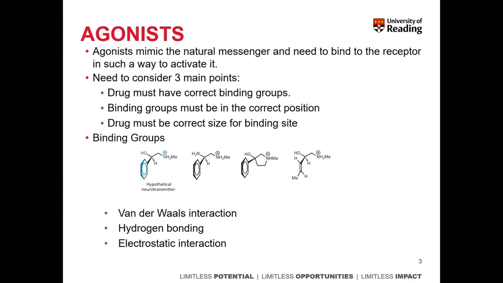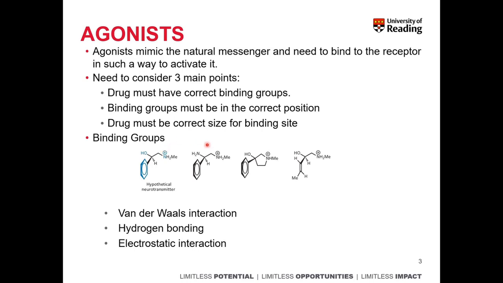So if we take this hypothetical neurotransmitter here, what we can see is that we have a six-membered ring that could provide a van der Waals binding site. We have an OH group which can act as a hydrogen bond donor or acceptor, and we have an electrostatic interaction here. So we have a positively charged group that could interact with a group containing a negative charge.